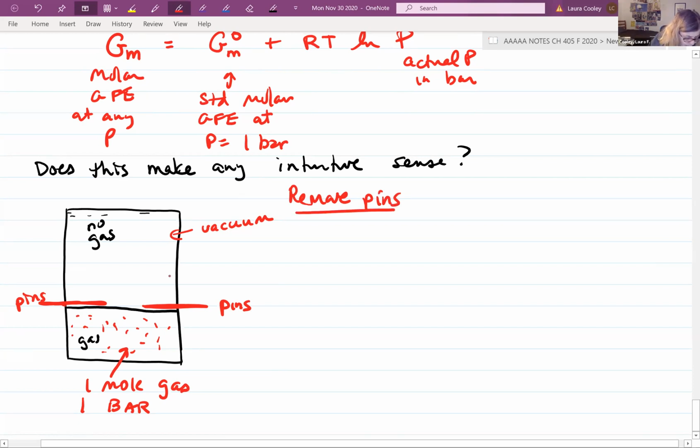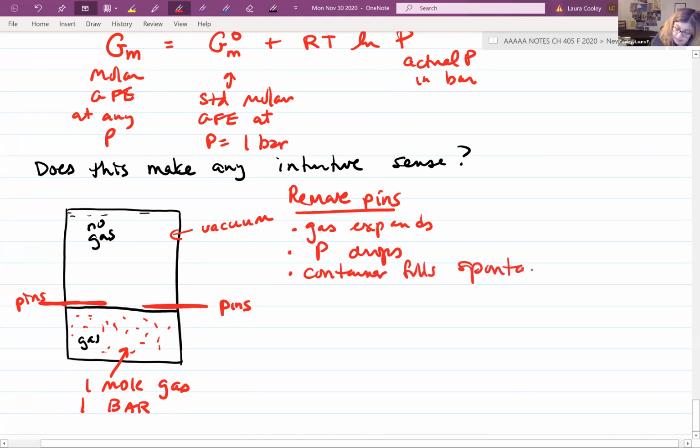So we remove the pins and the gas expands. The pressure drops, right? It's going to have a greater volume, so the pressure is going to go down. And the container fills spontaneously. Okay. So we know that's going to happen spontaneously.